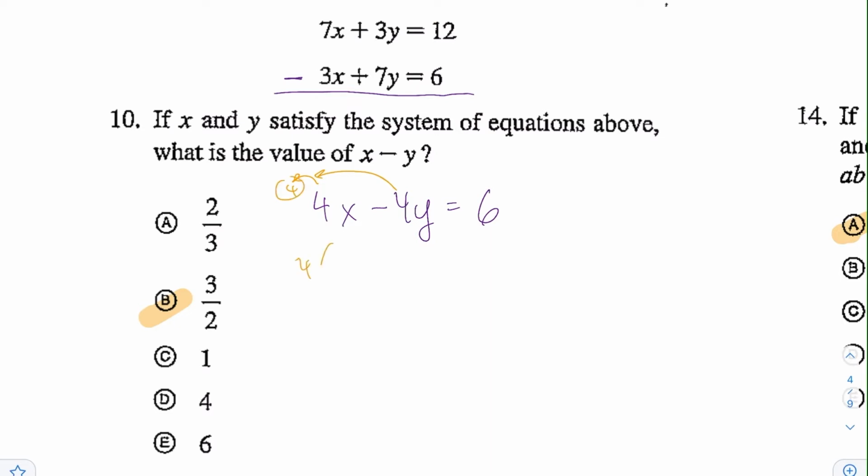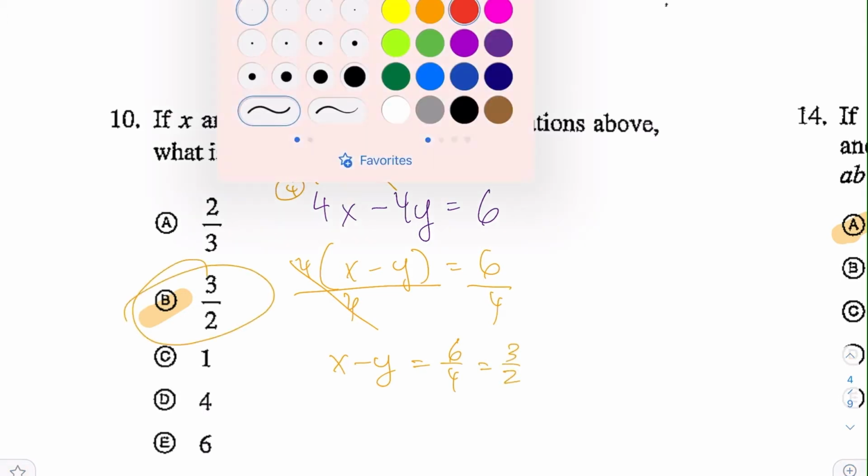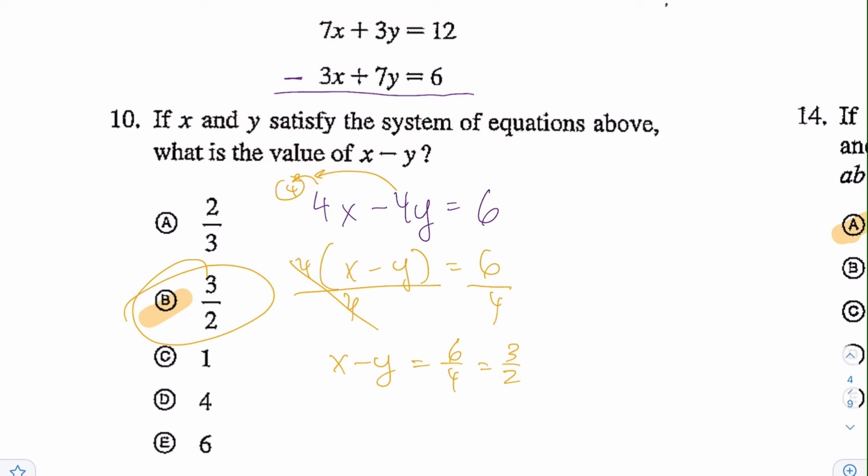And that will give you 4, and in parentheses, you have x minus y, which is equal to 6. Then once you divide by 4, you get that x minus y is equal to 6 over 4, or 3/2, choice B. So for number 10, you actually didn't have to solve for x and y individually because you only wanted x minus y. You notice the symmetry with the coefficients. You can actually do a shortcut this way.